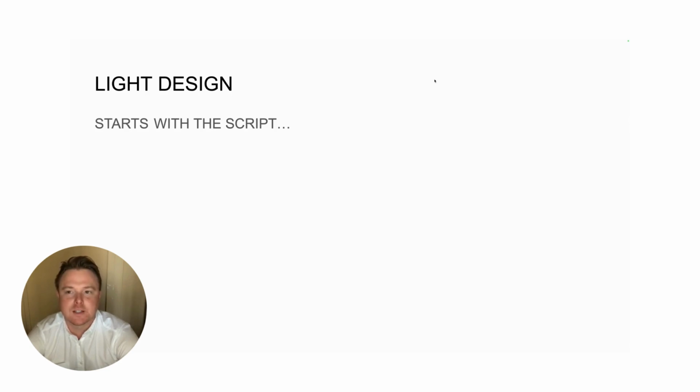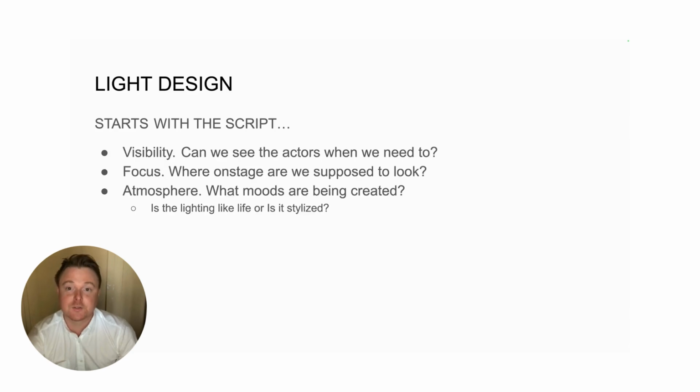We talked about set design. Now we're going to talk about lighting design. And of course, lighting design starts with what? The script. What we're looking for in lighting design is visibility. Shocking. Can we see the actors when we need to? Focus. Where on stage are we supposed to look?